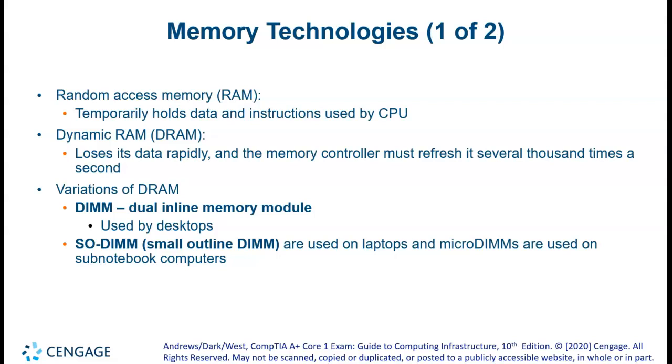Random access memory temporarily holds data and instructions used by the CPU. You have your dynamic DRAM, which loses its data rapidly, and the memory controller must refresh it several times, 1,000 times a second. Variations of DRAM: DIMM, dual inline memory module, are used by desktops, and SODIMMs are used by laptops. Right? So if you want to buy more memory for your laptop, it's a SODIMM. And for your computer, it's DIMM.